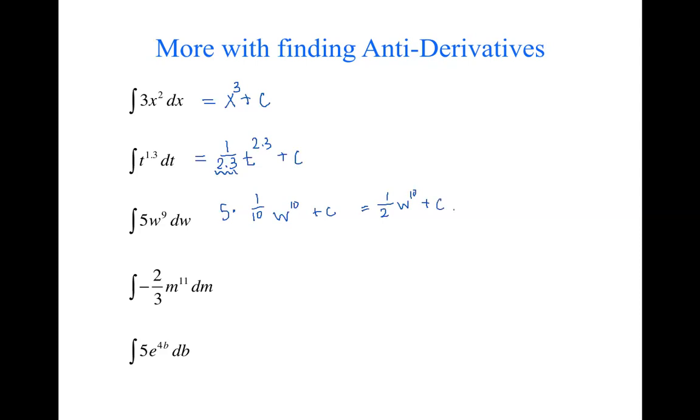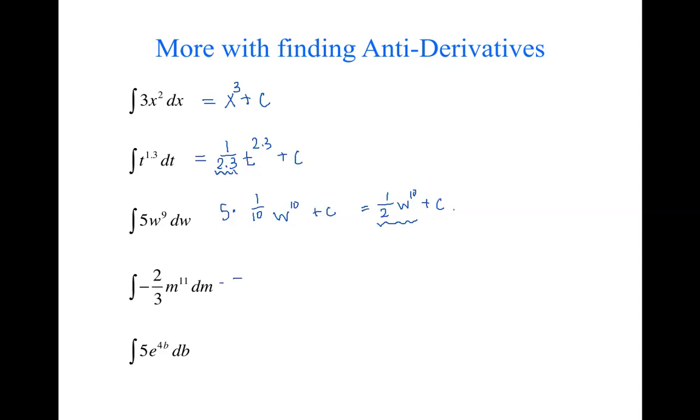And you see that, oh yeah, if I take a derivative of that, I get 10 times 1/2, 5 w to the 9th. So the way to check that you're doing antiderivatives properly is by, when you're done, take the derivative of what you got. This is a constant, so its derivative is 0. And that's going to happen every time. But the rest of it, check and see what you've got.